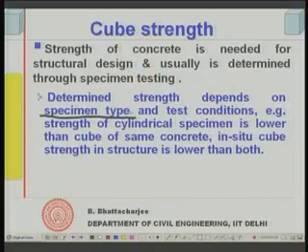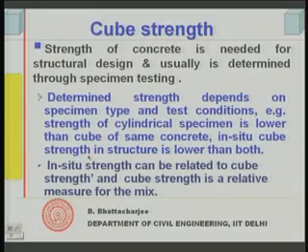For example, cube strength is higher than the cylinder strength, or the cylindrical specimen strength is lower than the cube strength for the same concrete. But most importantly, the actual strength of a, let us say, hypothetical cube or in situ cube, supposing I assume there is a cube in the structure, is totally different from these two. Although we should be in a position to correlate this cube strength or cylinder strength to the structure strength.